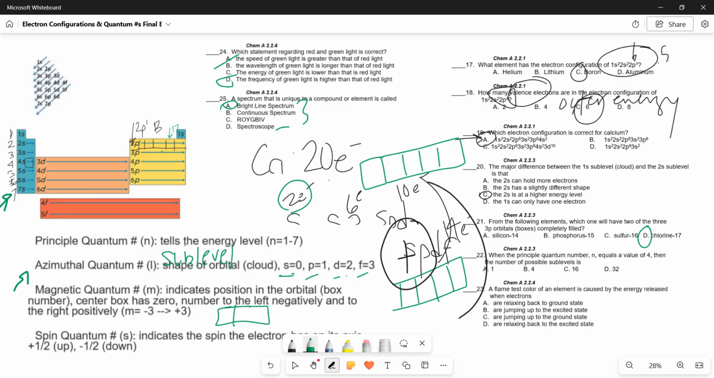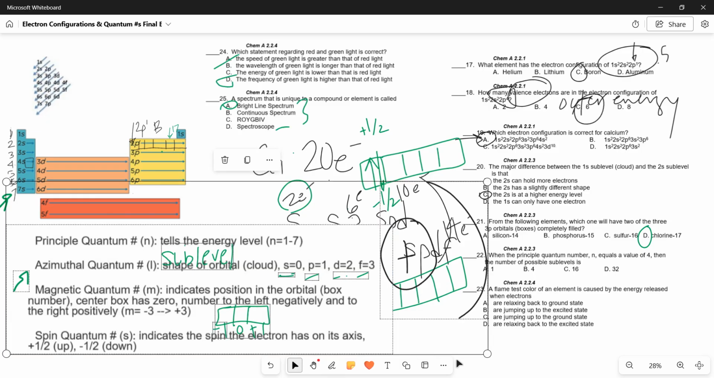The magnetic quantum number represents those box numbers. So we just looked at the 3P. The center box is always a 0. Then we number out like a number line. Those numbers that number the boxes will be the M quantum number. And then the spin: if I have an arrow that's pointed up, that would have a +1/2 value. And if I had one that's pointed down, that would be a -1/2 value. So that's what the quantum numbers are. I do have a video on that if you need to brush up on quantum numbers.